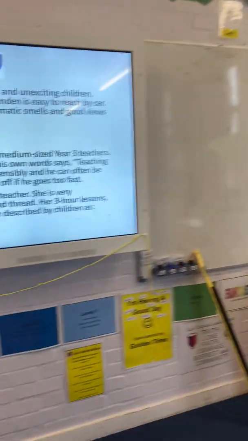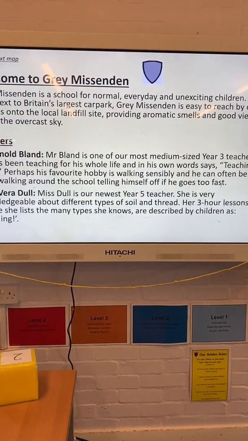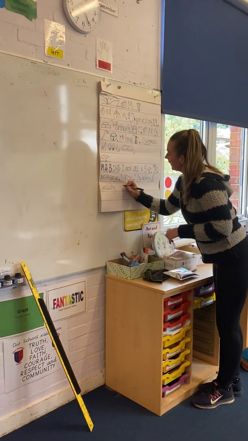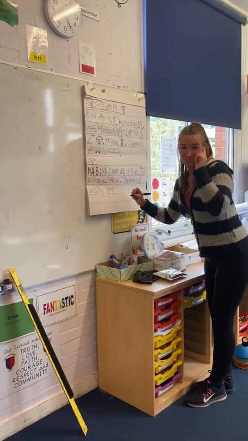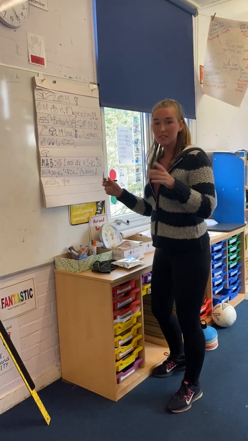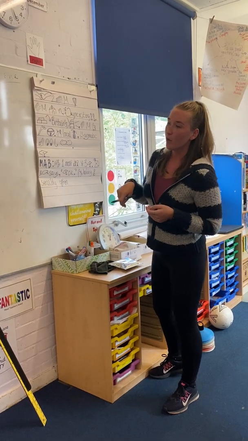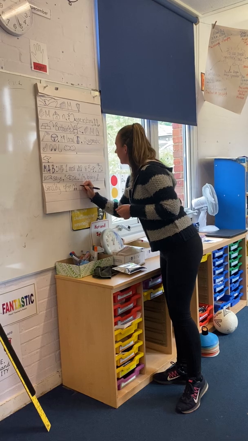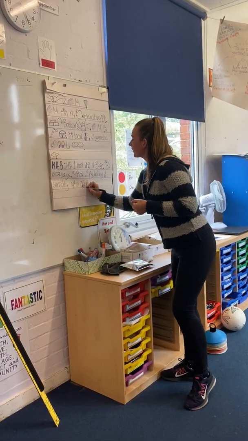Sensibly. And he can often be seen walking around the school. So often be seen sensibly. I'm going to write often as well because that's actually another adverb. It's a sneaky one, it tries to trick you. But it describes how he does something: often. So often be seen walking around the school. Ooh, he's got funky legs now.